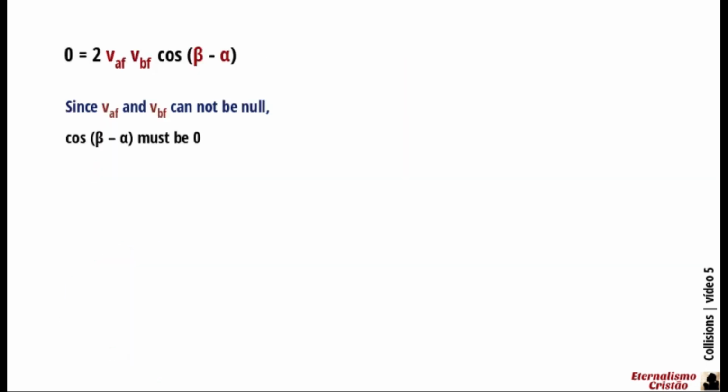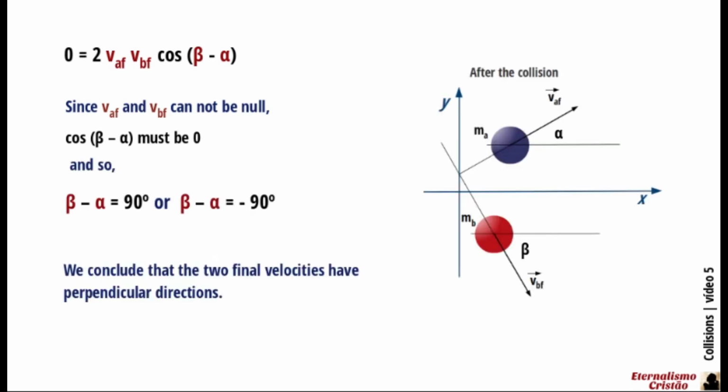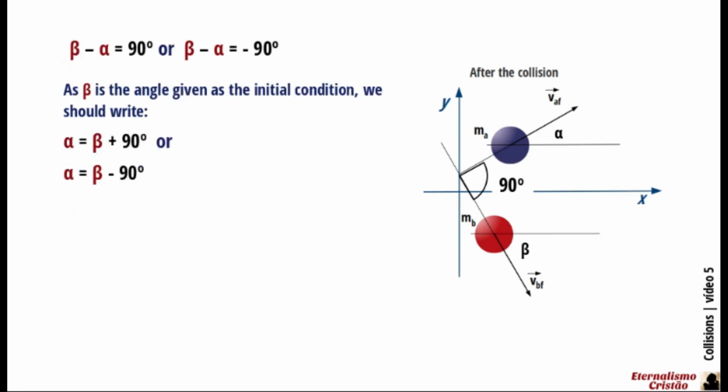Since the velocity of any of the two bodies is not null, after collision, cosine of angle beta minus alpha must be 0. So, beta minus alpha is equal to 90 degrees or equal to minus 90 degrees. We conclude that the two final velocities have perpendicular directions. As beta is given as initial condition, we should write alpha equal to beta plus 90 degrees or alpha equal to beta minus 90 degrees.